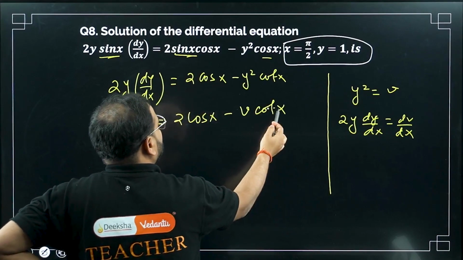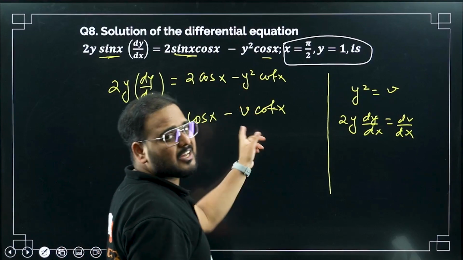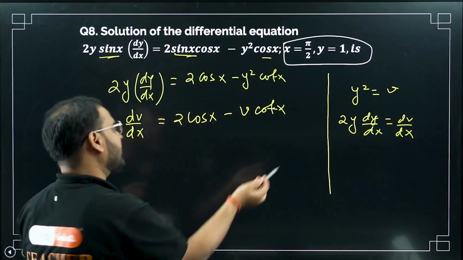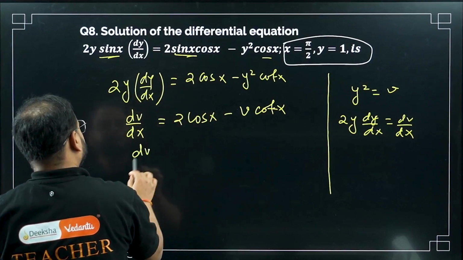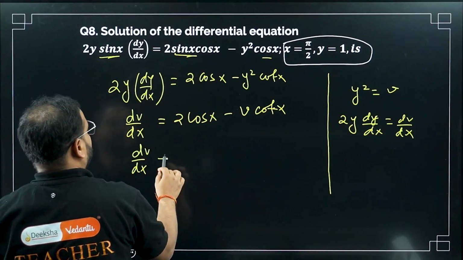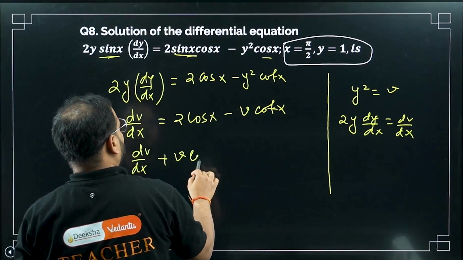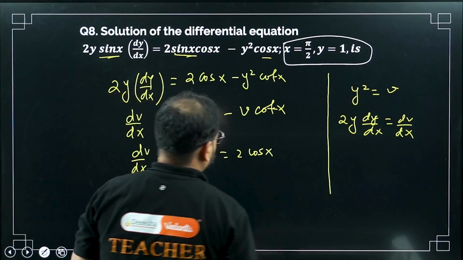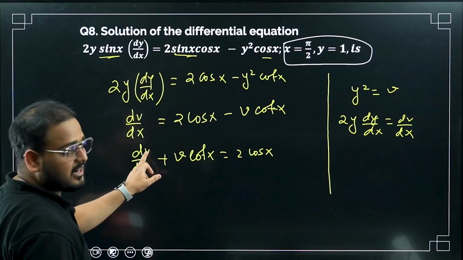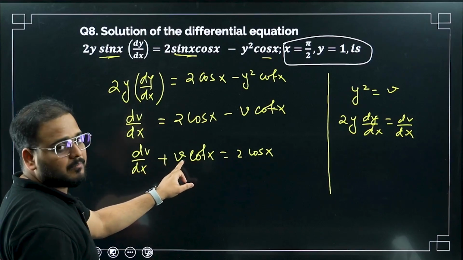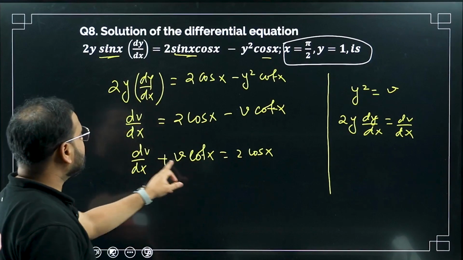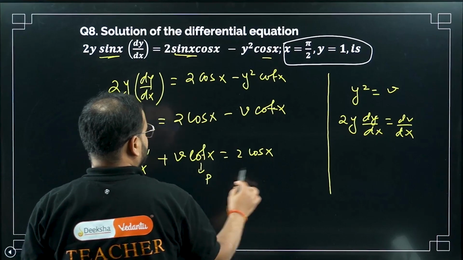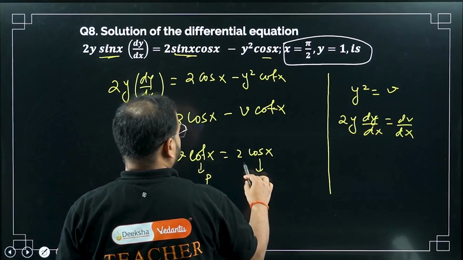Why did I do this? Because I had a y square. Remember, the variable has to be only y or x. So what is the variable? There is no square over here. Bring it over here. Check the standard form: plus v cot x equals to 2 cos x. Whatever is the dependent variable over here, the same should come with the power 1. So v and v. Now what is my p? This is my p. This whole thing is my q.